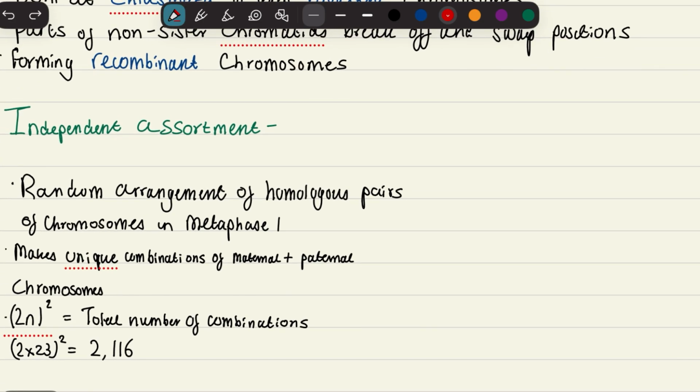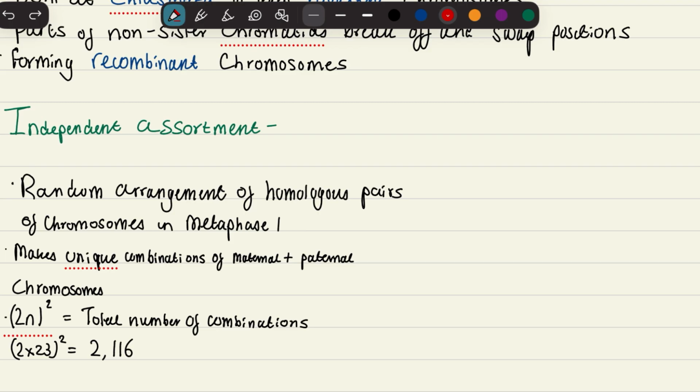The next thing we do is independent assortment. So unfortunately, I don't have a nice diagram for this one, but essentially it's the random arrangement of the homologous pairs during metaphase one. So you know in metaphase you have the lining up of your homologous pairs, this time along the equator of the cell. In metaphase two, it's going to be the sister chromatids, just like we had with mitosis. But in metaphase one, it's the homologous pairs. Yeah, they line up along the equator of the cell, but the way that they do that is quite unique.